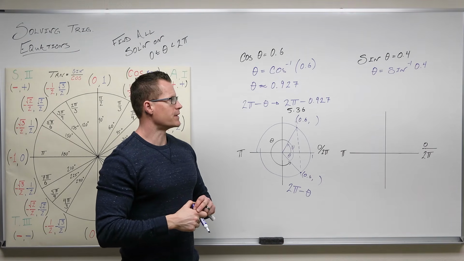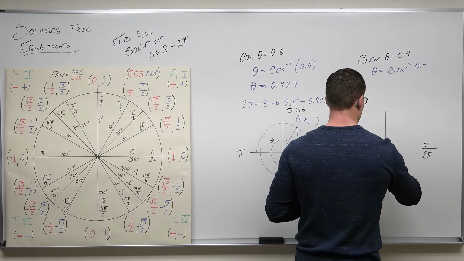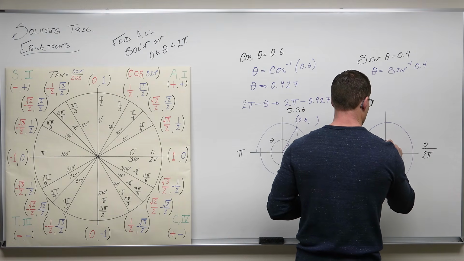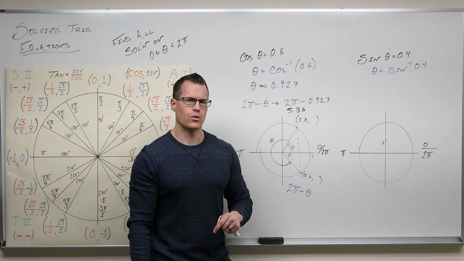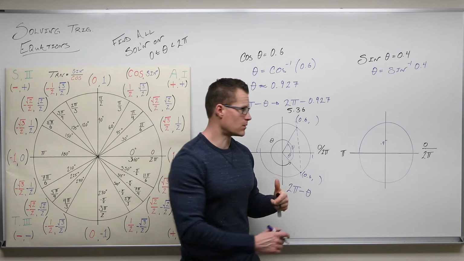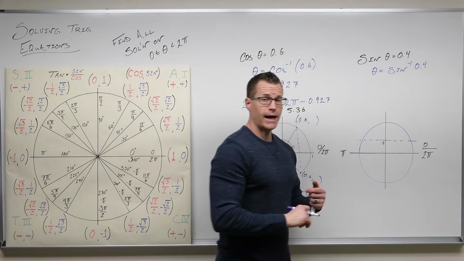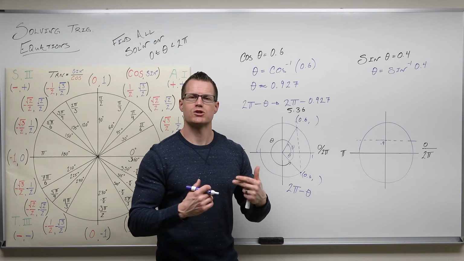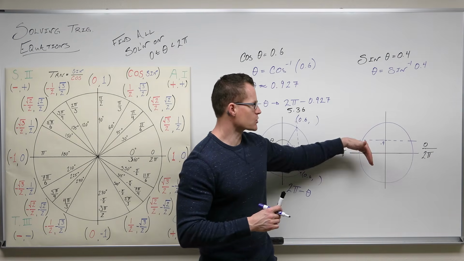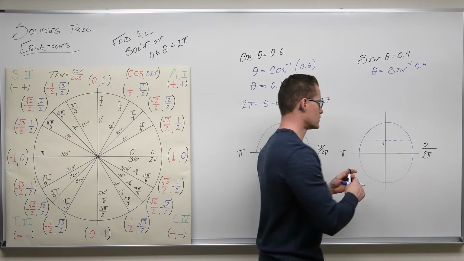Well, if we're thinking about this, a y coordinate of 0.4 would have to intersect this horizontal line at 0.4. That again is going to give me two angles, but check it out. Sine inverse will only give me, oh man, I hope you remember, sine inverse only gives me answers from negative pi over 2 to pi over 2.